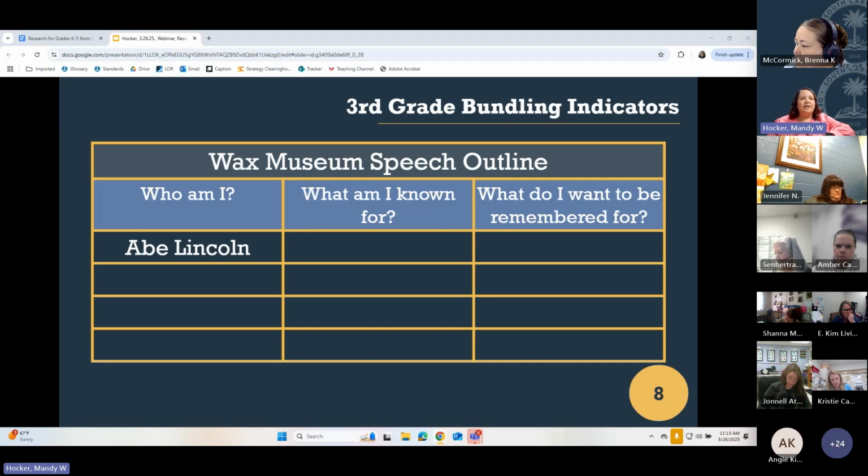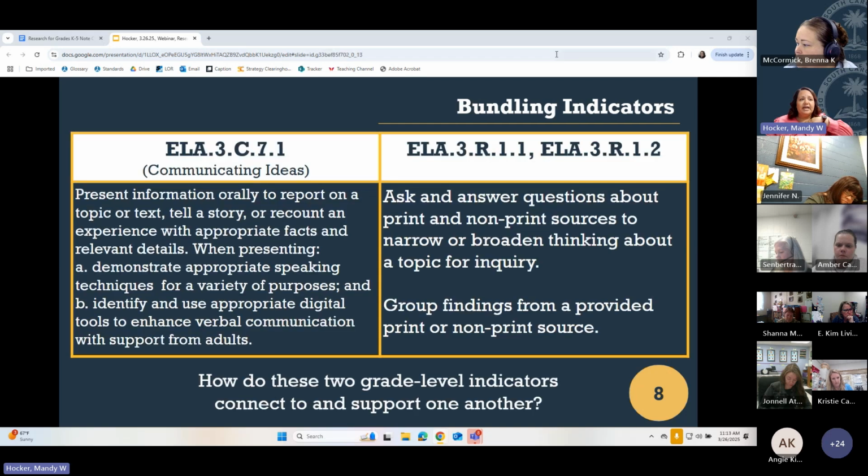So you may use something like this for your speech outline. You have the 3 questions: who am I, what am I known for, and what do I want to be remembered for? Now, this activity specifically, the one that I want to model for you, focuses in on the research. Let me look back. The research indicator on grouping findings. So we're really looking at R 1.2.